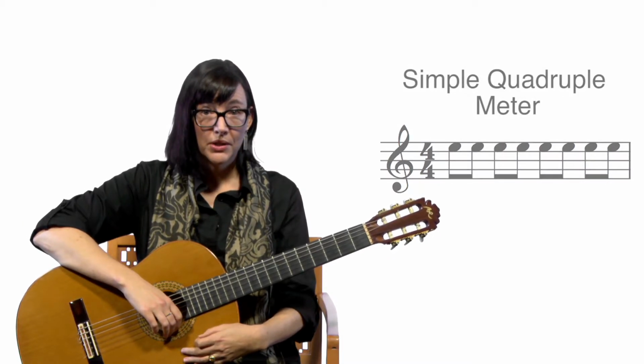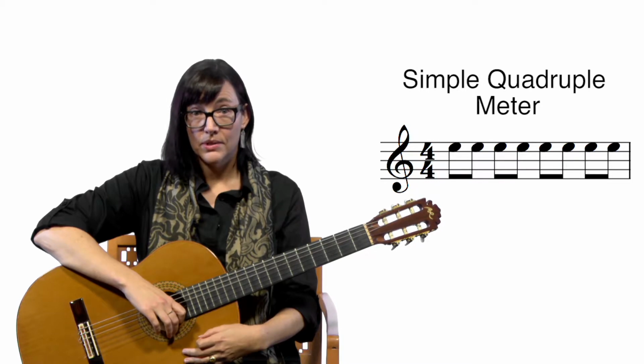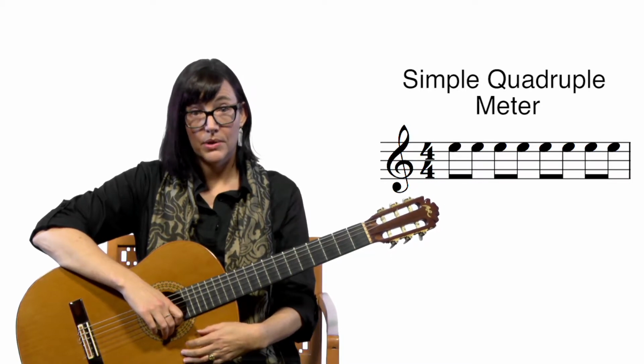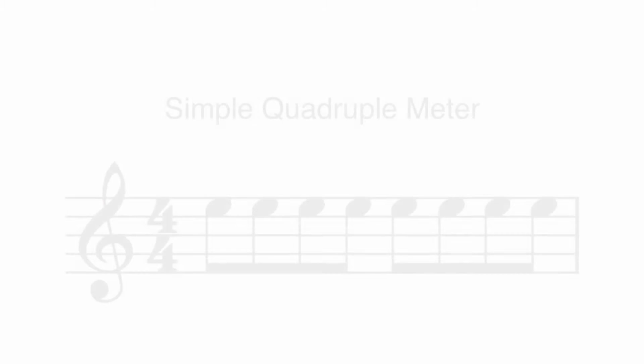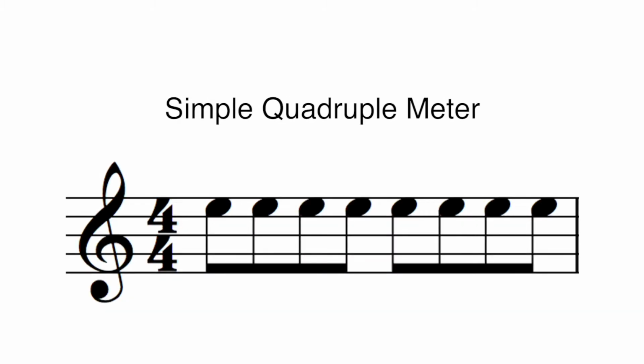In simple quadruple meter, most beats divide into 2 eighth notes. There are 4 beats per measure, and each beat's a quarter note, like this. 1 and 2 and 3 and 4 and 1 and 2 and 3 and 4 and.